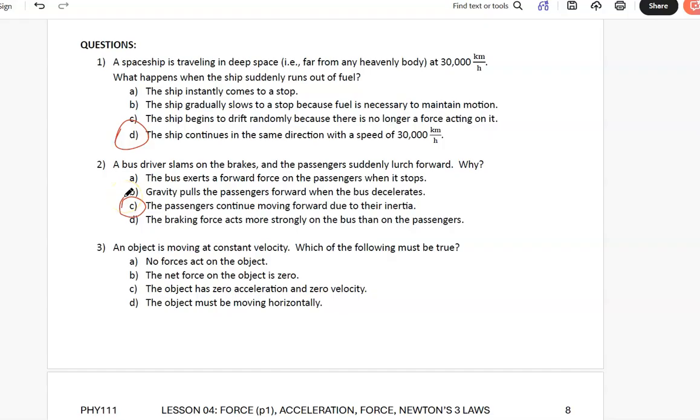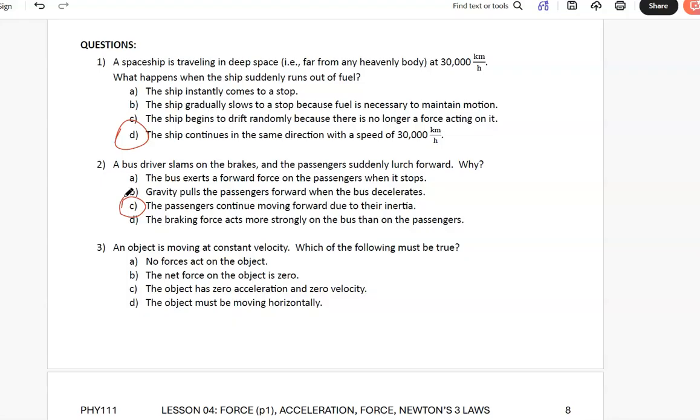Number 3, an object is moving at constant velocity. Which of the following must be true? Okay, now remember, constant velocity can mean two things, so we have to think about it. A, no forces act on the object. B, the net force on the object is 0. C, the object has 0 acceleration and 0 velocity. D, the object must be moving horizontally.